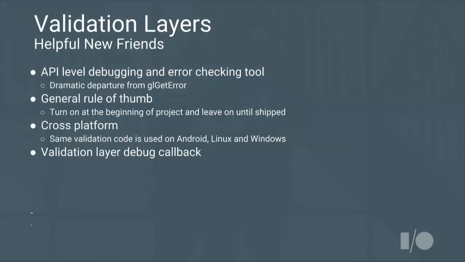One of the amazing features that Vulkan supports is validation layers. If this is the first time you've heard of validation layers, they're essentially an API-level debugging and error checking tool that lets you figure out what's happening in the API. It's a very dramatic departure from glGetError. The general rule of thumb for validation layers is to turn them on at the beginning of the project and leave them on until you've shipped. The validation layers are cross-platform, which means the same validation code gets used on Android, Linux, and Windows.